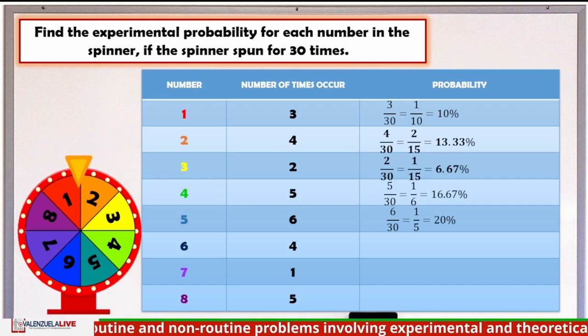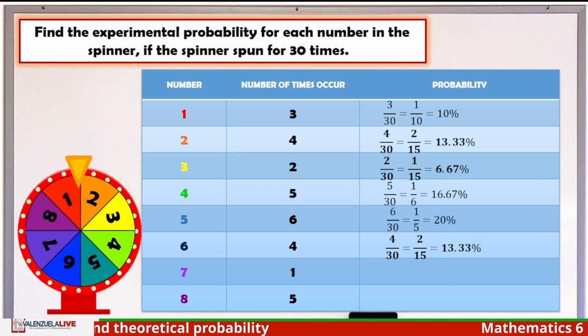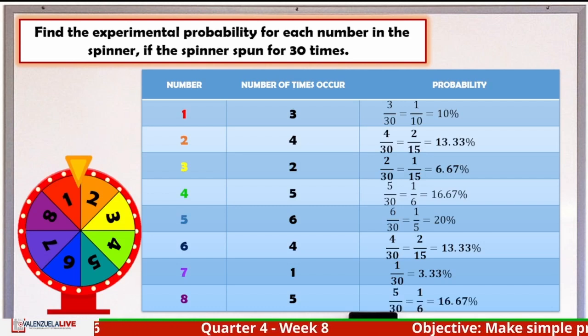Let's have number 6. It appeared 4 times. The experimental probability is 4 over 30, 2 over 15, or 13 and 33/100%. Number 7 appeared once. Probability is 1 over 30, or 3 and 33/100%. And number 8, it appeared 5 times. The probability is 5 over 30, 1/6, or 16 and 67/100%.